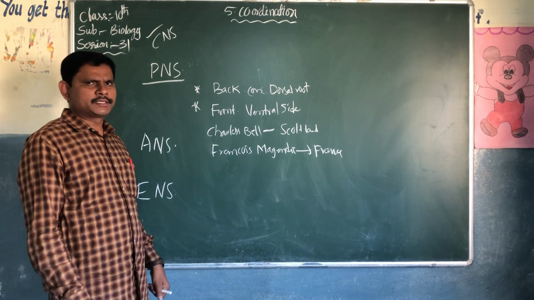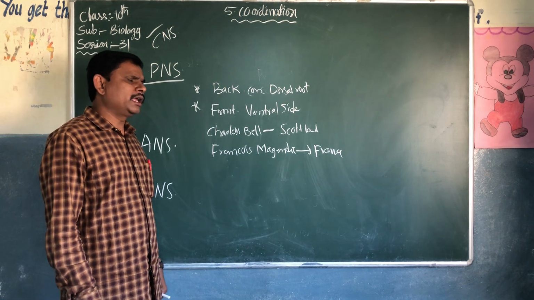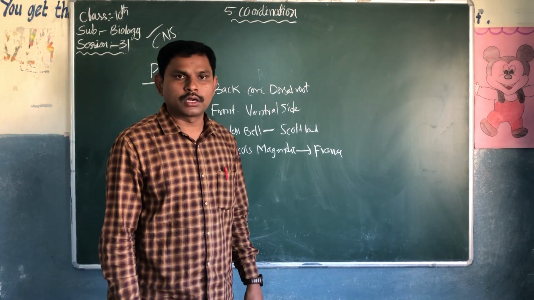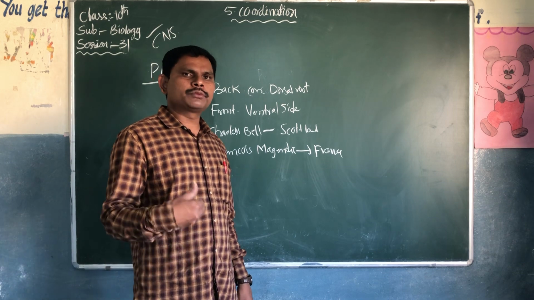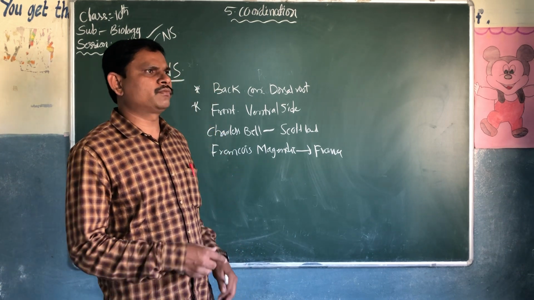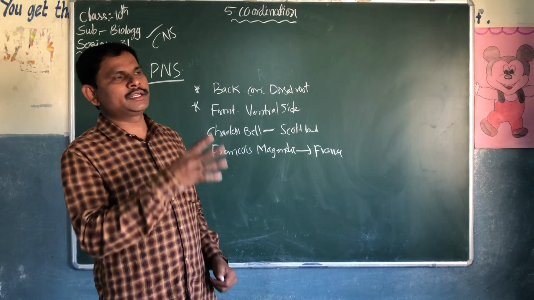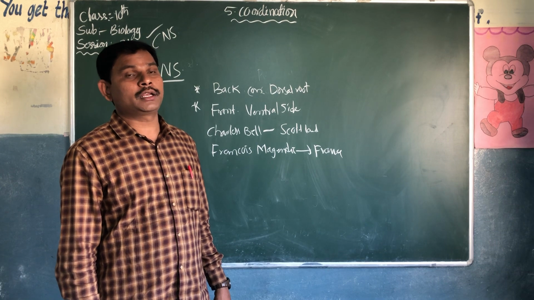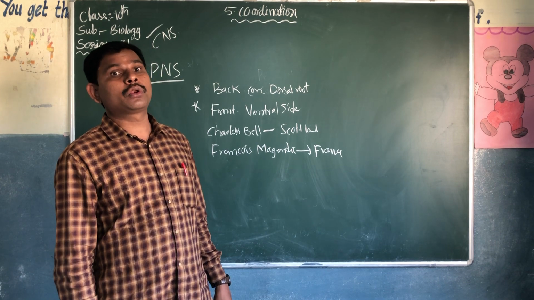What is the autonomous nervous system? They are involuntary movements. They are not in our control, but automatically they will happen. For example, when you see a bright light through our eyes, we cannot see it directly. Automatically our eyes will be closed.